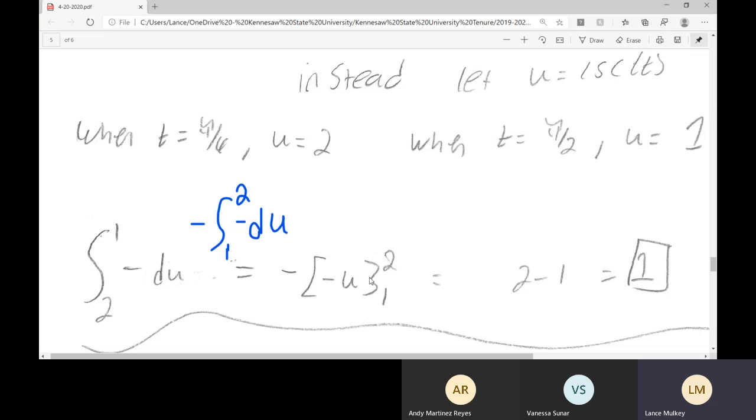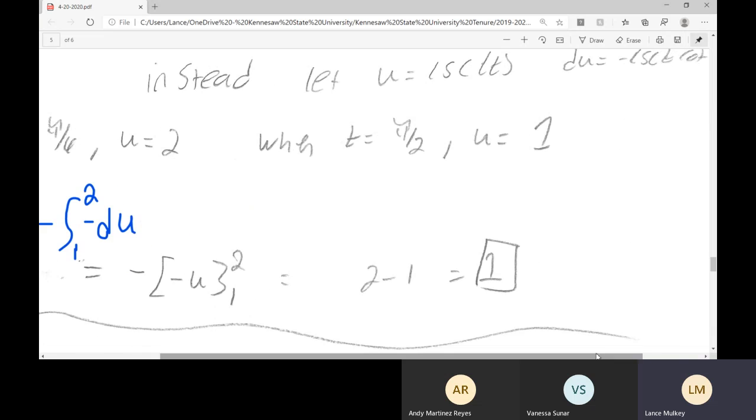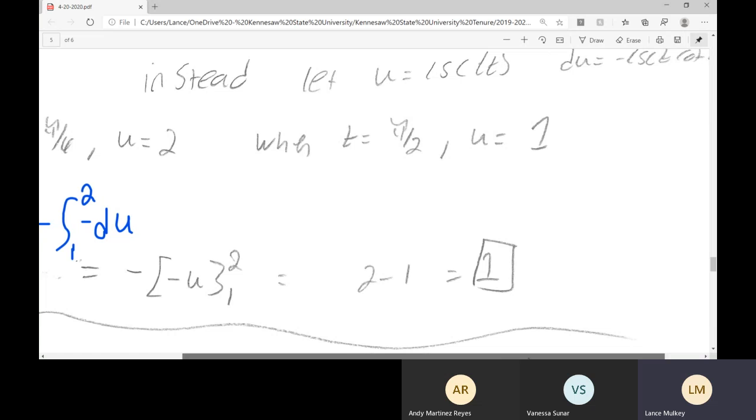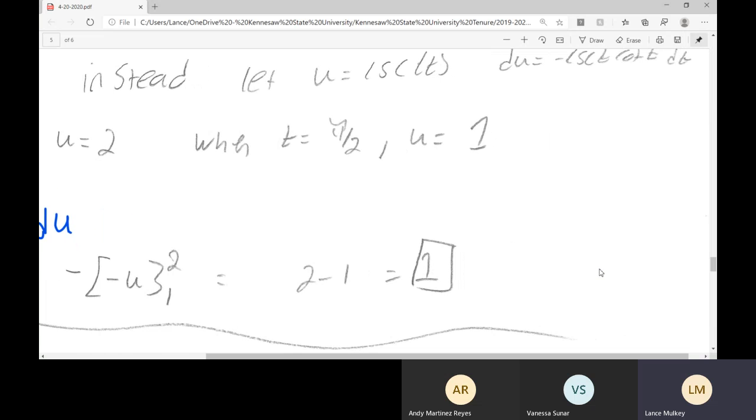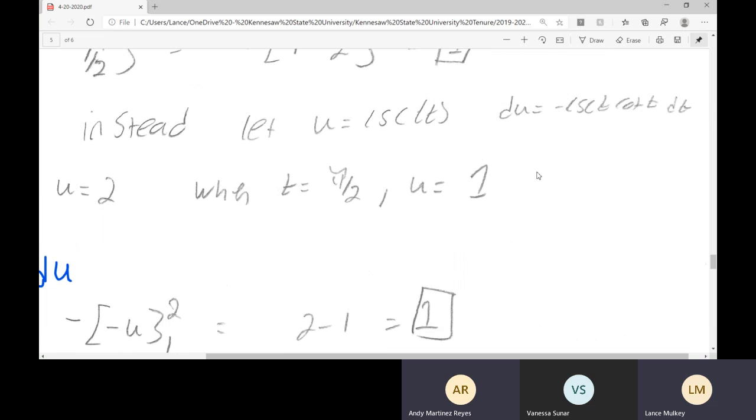So when you do all this, you evaluate your integral, you end up with 2 minus 1, and it gives you the same exact answer. Now, this is called U substitution, and it's probably one of the most important methods in integration.